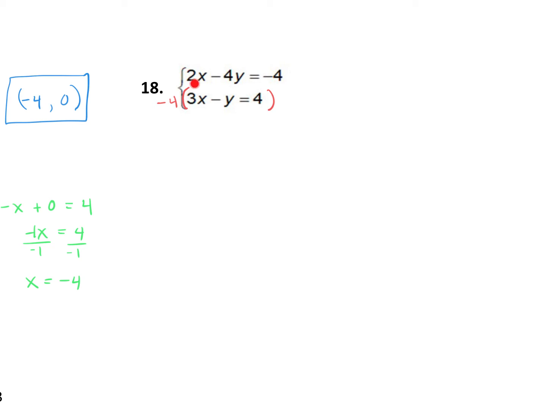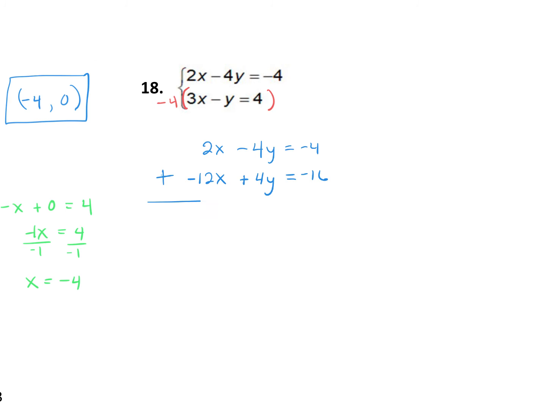Sometimes you do multiply the top equation by a value. It's not the bottom equation every time. That's just how it happened to work out on this one. So our top equation was good to go. 2x minus 4y equals negative 4. The bottom equation, we're going to multiply that negative 4 through the whole thing. So negative 12x, negative 4 times negative y is positive 4y, and negative 4 times 4 is negative 16.